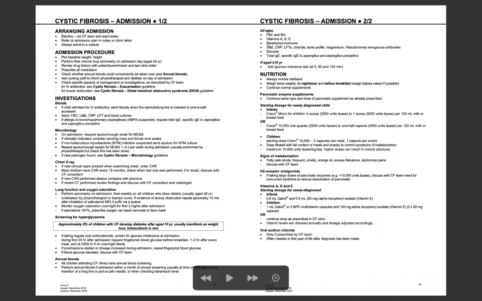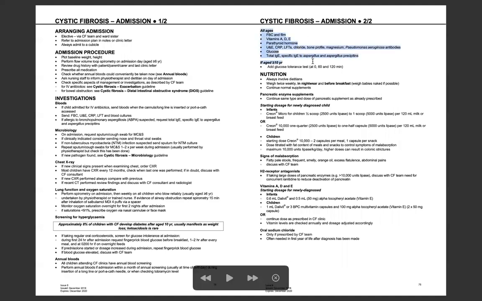So vitamins A, D, E, parathyroid hormone, urea and electrolytes, CRP, LFTs, chloride, bone profile, magnesium, Pseudomonas aeruginosa antibodies, glucose, and total IgE and specific IgE to Aspergillus and Aspergillus precipitins. So we should remember these.